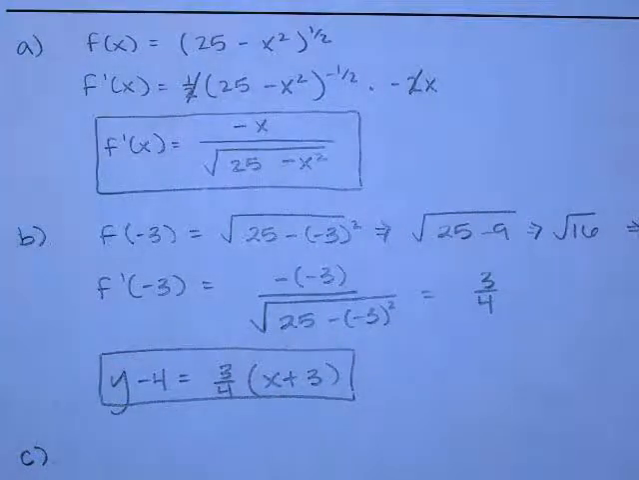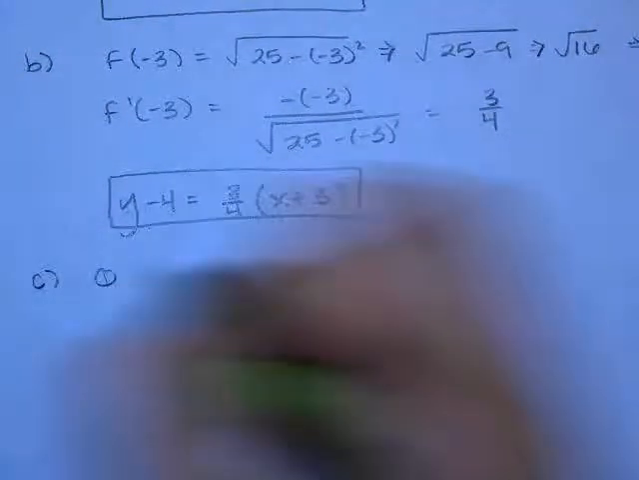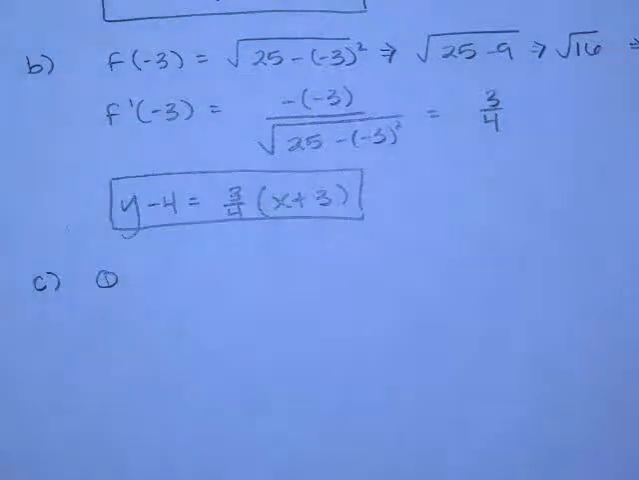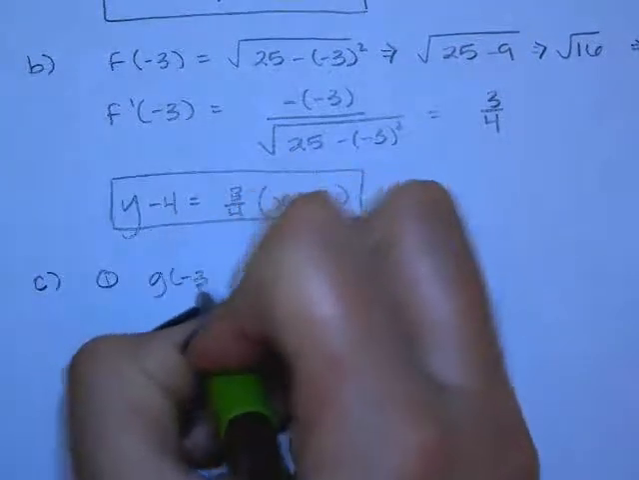All right, for part C, they give you a piecewise function. They want to know if it's continuous at x equals negative 3, and they want you to use the definition of continuity to explain your answer. So the definition of continuity, if you guys recall, is 3 different parts. The first part is that you can plug in the number. So we want to make sure that g of negative 3 is defined.